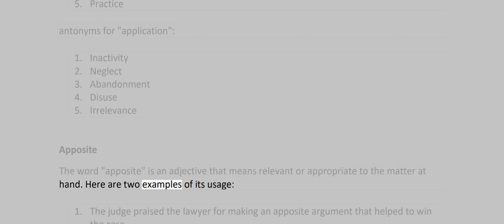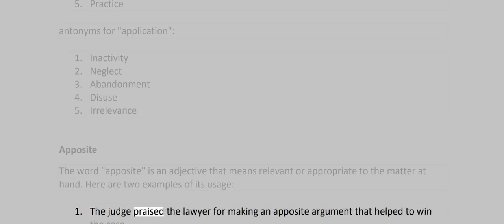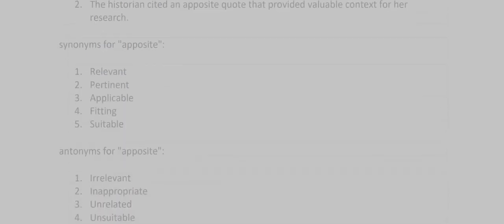Opposite. The word opposite is an adjective that means relevant or appropriate to the matter at hand. Here are two examples of its usage. 1. The judge praised the lawyer for making an opposite argument that helped to win the case. 2. The historian cited an opposite quote that provided valuable context for her research.